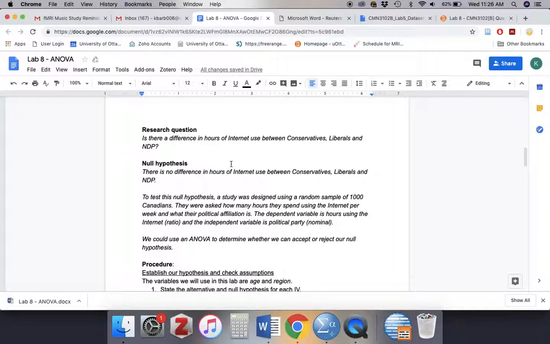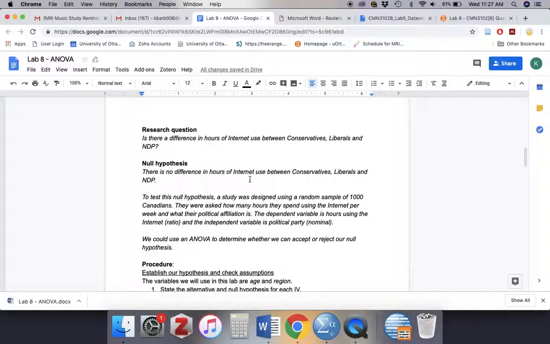Now, the alternative would be there is a difference in social media use between conservatives, liberals, and NDP. So we can actually state where we think the groups may vary. For example, we might have research that suggests that conservatives actually use social media way more than liberals, okay? But liberals and NDP are probably at the same level of social media use, and so both of those groups will differ from the conservatives.